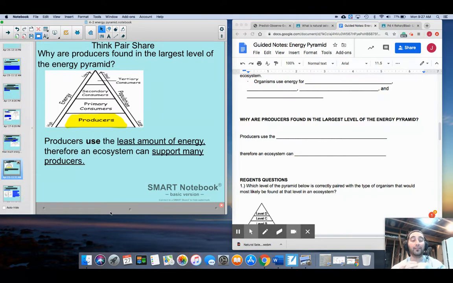All right, and if you said something along the lines of producers use the least amount of energy, therefore an ecosystem can support many producers, you are correct. They're found at the bottom or at the first level because they use the least amount of energy. Therefore, they can support or give their energy to other organisms. So I want you to write that down accordingly in the guided notes.